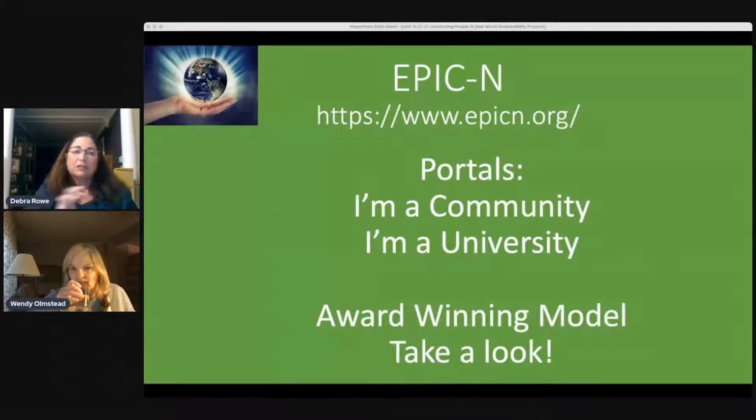It's not just a listing of projects and connecting. They actually show you how to have a person at your university who coordinates with the community and helps the students and makes sure that they're being very helpful to the communities. They're not just extracting what they need for their paper or their own project and to get the grade. This is about really making a difference in the world. EPIC-N has some great resources on that. Next slide.